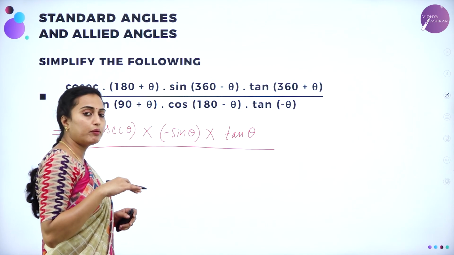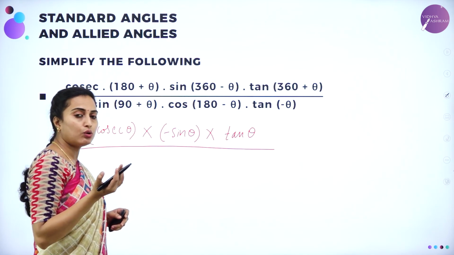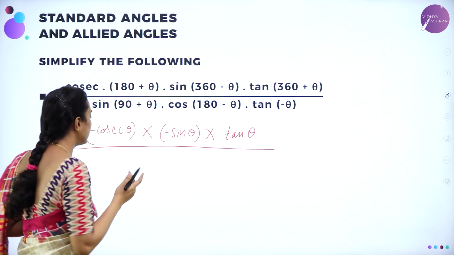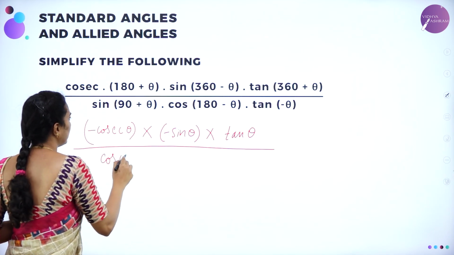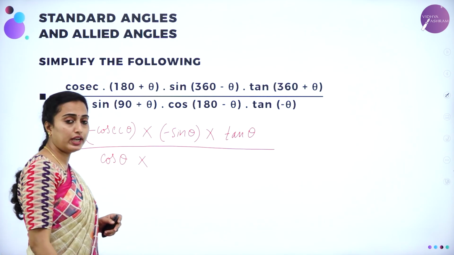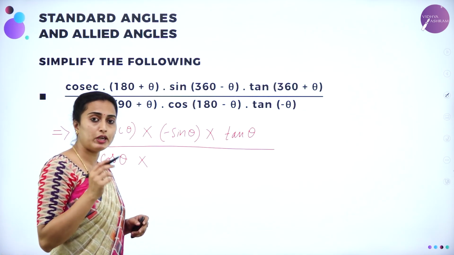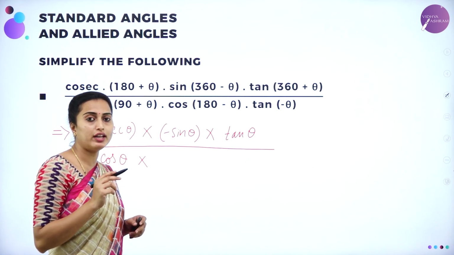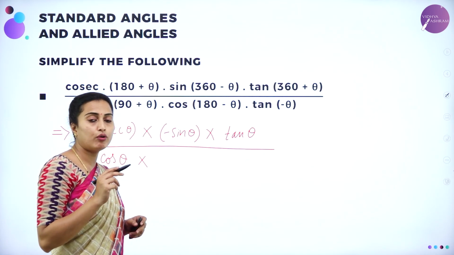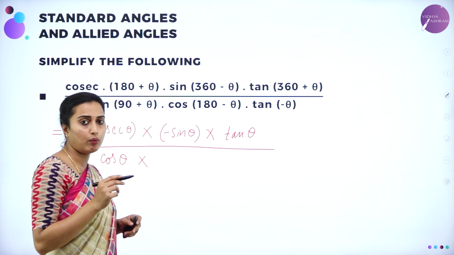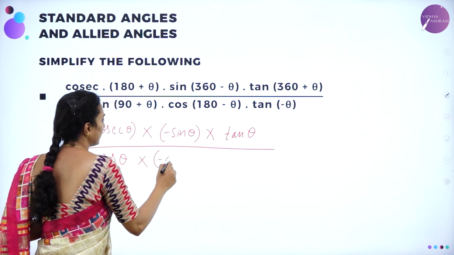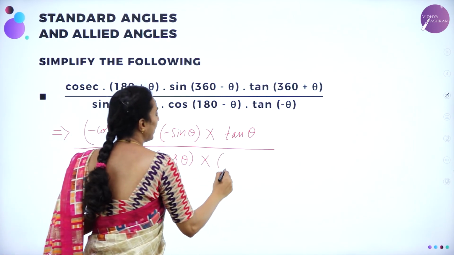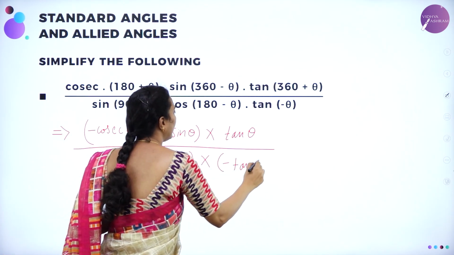divided by, now you are having sine of 90 plus theta. In case of 90, sine will become cos. So 90 plus theta will fall in the second quadrant. Sine is positive in the second quadrant. So cos theta only you are going to represent. Into cos of 180 minus theta. 180 cos will be cos only. 180 minus theta falls in which quadrant? It will be falling in the second quadrant. Therefore cos will be negative in the second quadrant, which is minus cos. Into tan of minus theta is minus tan theta according to the allied angles.